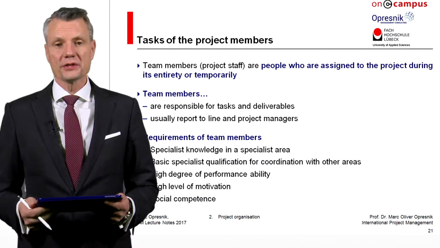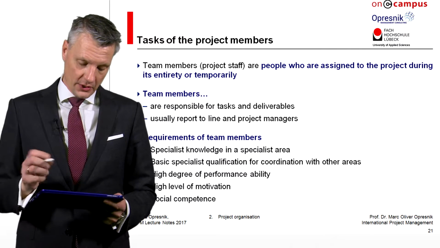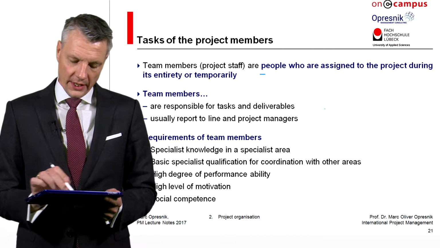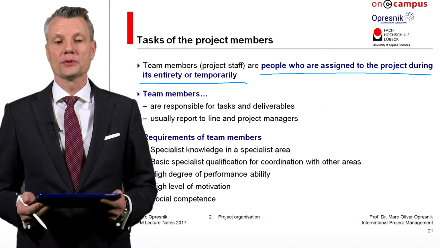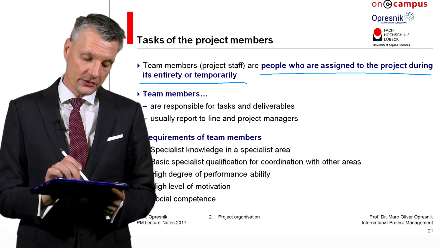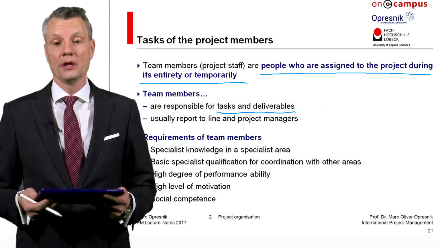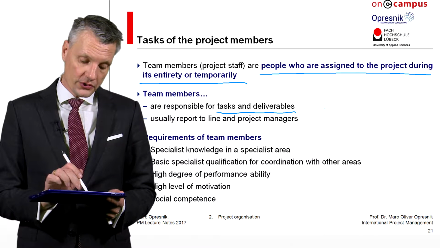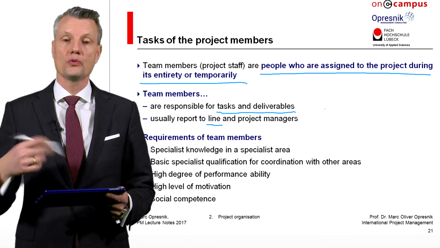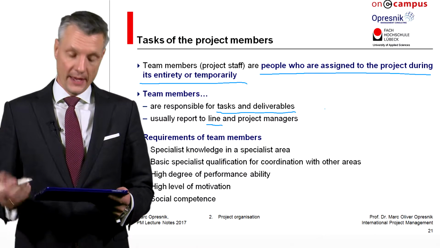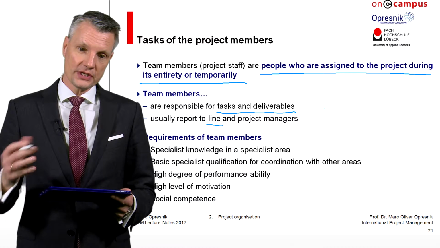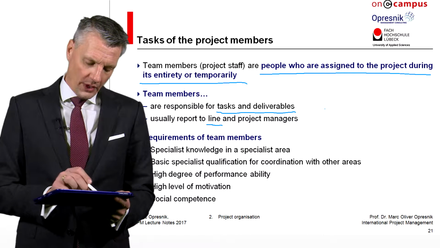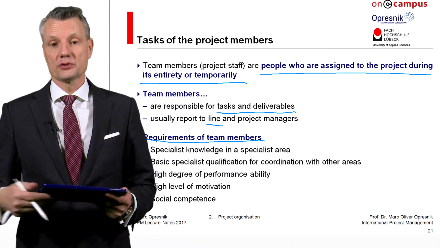What are the tasks of the project team members? The team members who are sent into the project are the people who are responsible for the tasks and deliverables. So they have to execute the different tasks that are given to them, and they usually report to their line manager, which is their superior, and the project manager. It depends, of course, a little bit on the project organization, and we'll touch base on that in a couple of seconds.